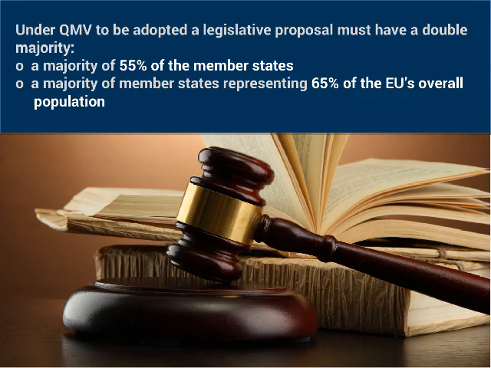Pursuant to this system, called a double majority voting system, a legislative proposal in order to be adopted by the Council, must be supported by a sufficient number of Member States representing two separate but cumulative majority criteria. The first is that a majority of 55% of the Member States be in favour of the proposal. The second requirement is that a majority of Member States representing 65% of the EU's overall population be in favour of the proposal.